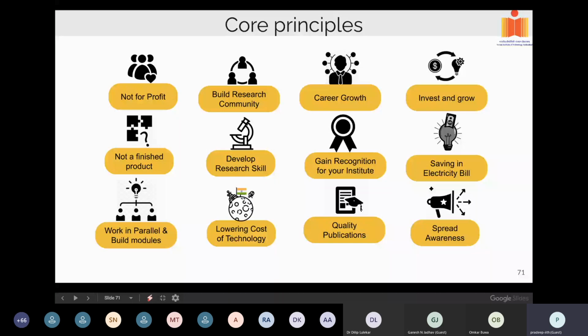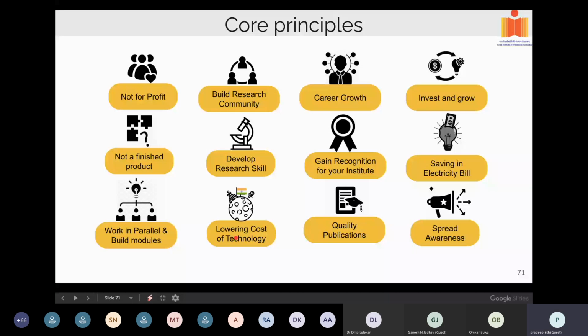We started working only 1 year back. So many modules still have to be developed. So much more work is there. So the idea is to work in parallel. If your campus students develop some module, that can be shared with other campuses, and over a period of time, we can build it into a complete system. The idea is to build a research community, develop research skills, and lower the cost of technology. India is famous for this. Any technology that is there, we can develop it at a much lesser cost.